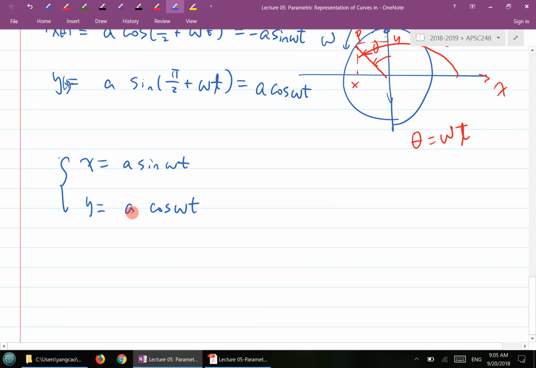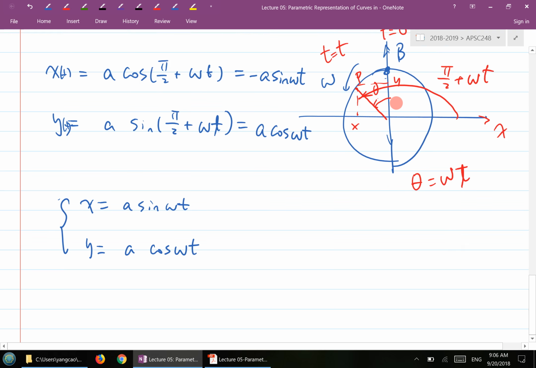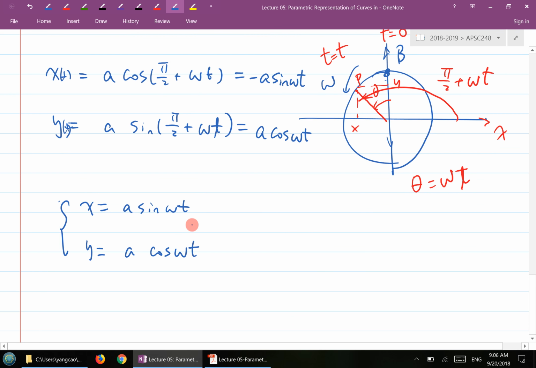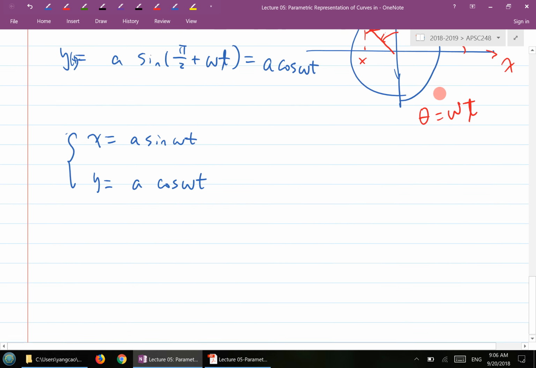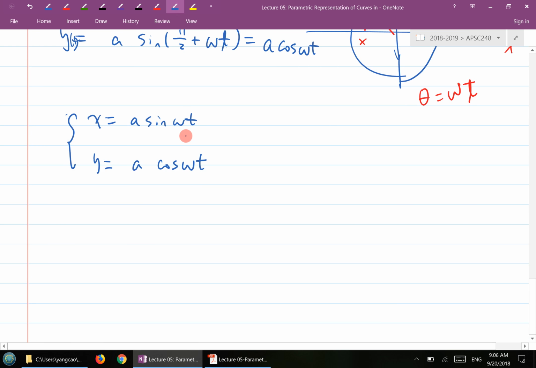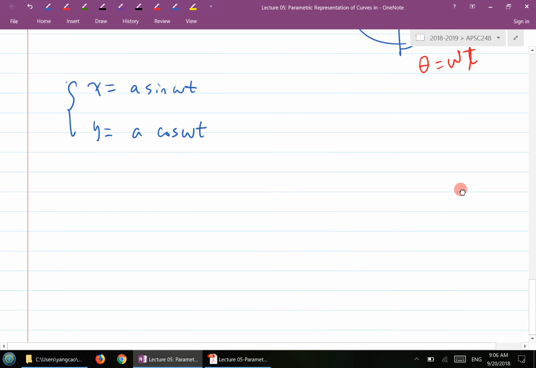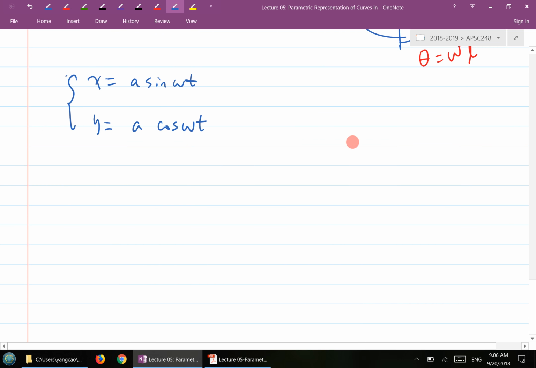It's valid. But if I wanted to relate to exactly what I did here, what kind of motion does this parametric equation describe? So here it describes a point starting at here, moving this direction at a constant velocity. And this one here describes a point starting at here, moving counterclockwise at a constant velocity. So what about this one here? I'm going to go in a reverse direction here, or maybe let's go forward.